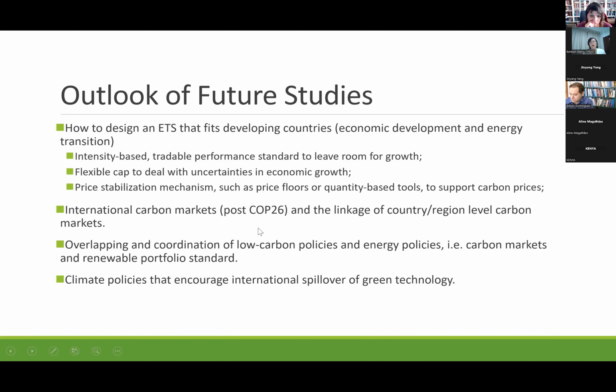And aside from it, several other issues may also be mentioned. The international carbon markets, which were proposed in COP26, and the linkage of country or region level carbon markets to the international carbon market would also be a very interesting future research area. And also the overlapping and coordinating of low carbon policies and energy policies. In China, it would be how to coordinate the carbon market with the renewable portfolio standard, besides the climate policy that would encourage international spillover of green technology.